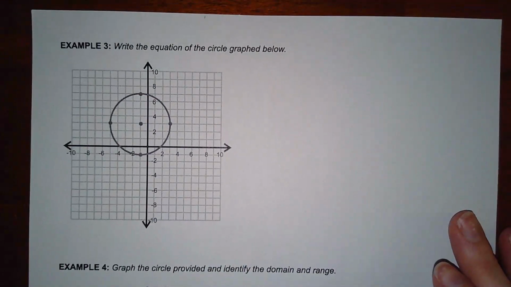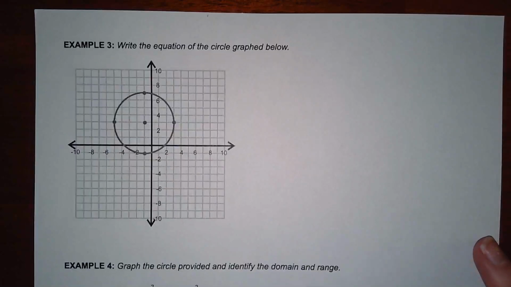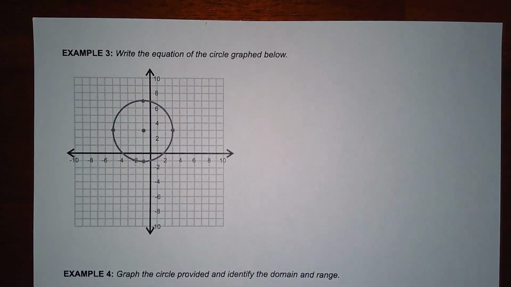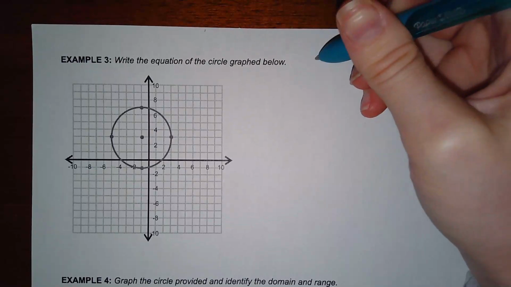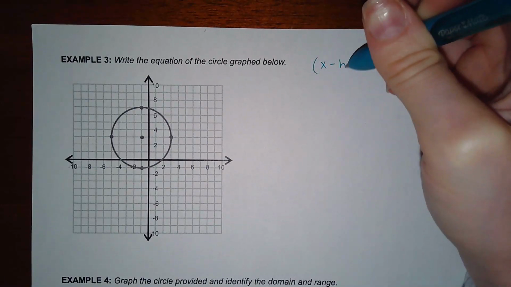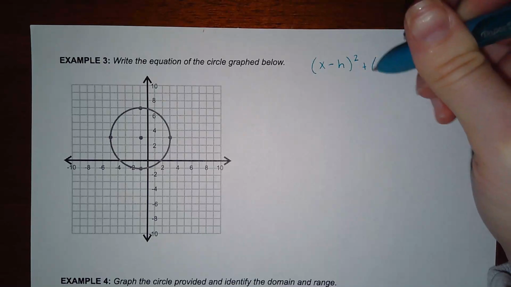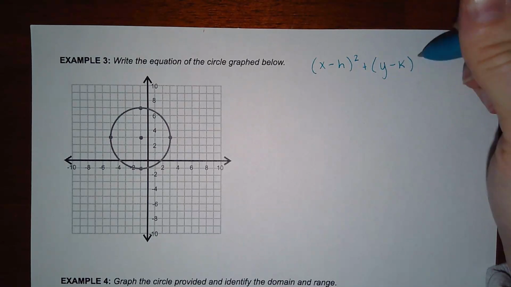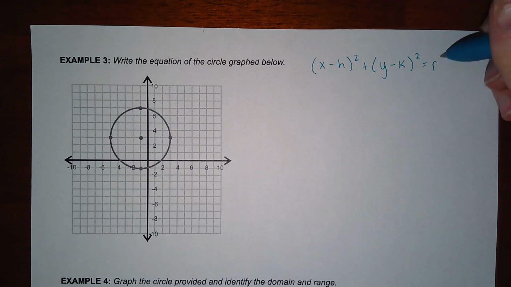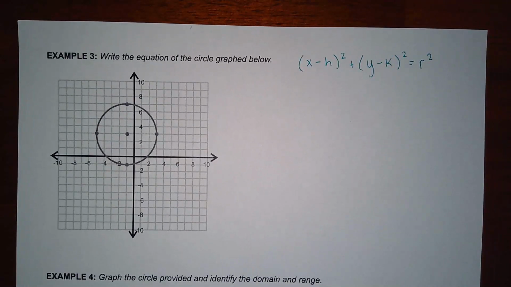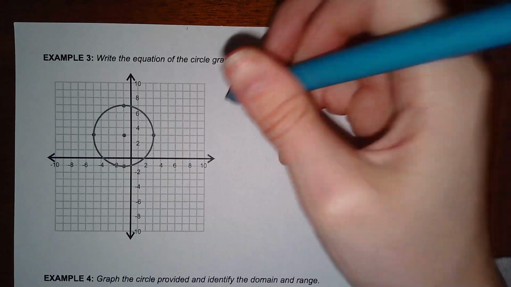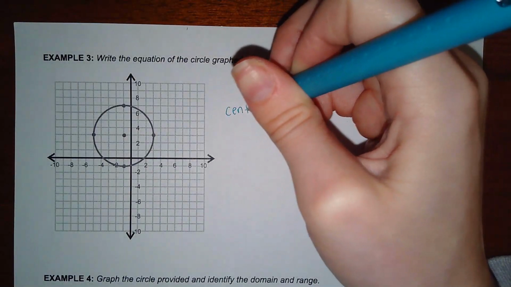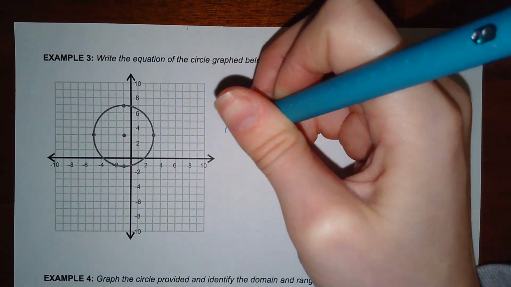All right, if you flip, the last thing we're going to take a look at is some graphs of circles. So in example 3, we're asked to write the equation of the circle graphed below. Again, if you remember your equation, this is our equation. And for this, we need to know the center and we need to know the radius. So on my graph, I'm going to want to find the center and I'm going to want to find the radius.